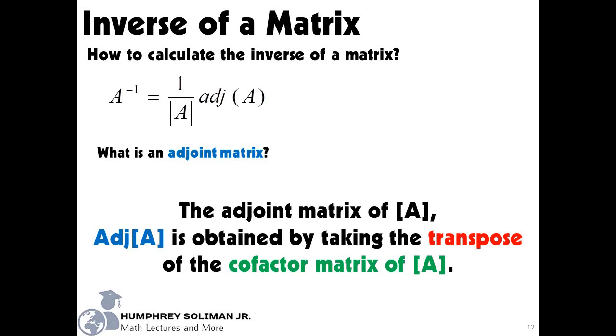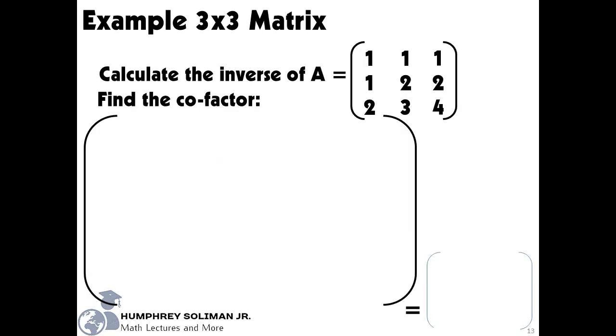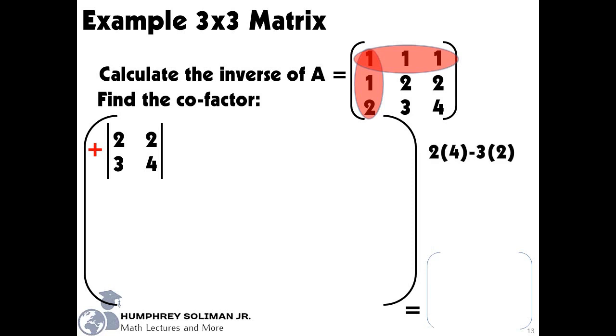Let's try this using an example. Calculate the inverse of matrix A. We begin by finding the cofactor matrix. For the first element of the cofactor matrix, we have to find the determinant of the elements from this matrix. These are the elements which are not from the first row and first column of matrix A. The determinant is 2, and the sign is positive, so the sign will not change. The first element is 2.